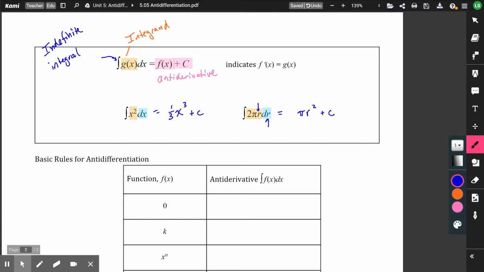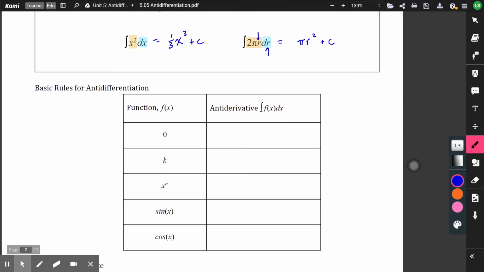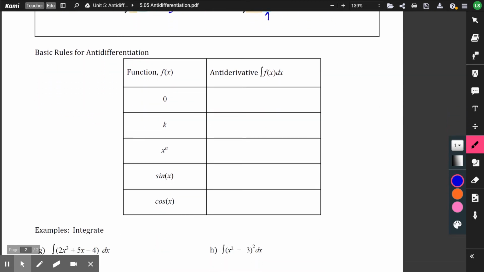So when you see these types of problems, these indefinite integrals that don't have the numbers at the top and the bottom, they don't have those limits, it's our symbol to tell us we're going to find the antiderivative, or another word for that is to integrate those particular expressions. So here's a couple of basic rules for anti-differentiation that we are going to be following and using.